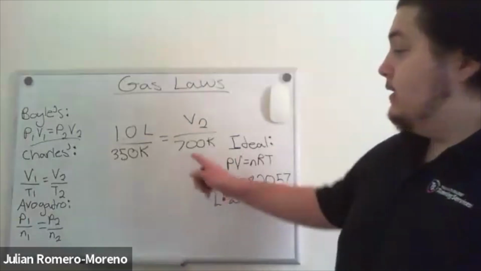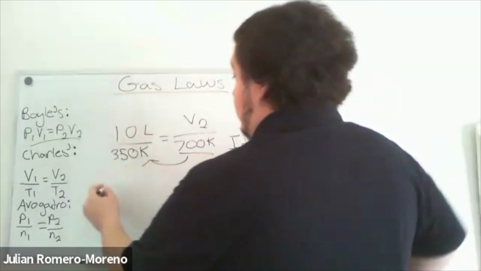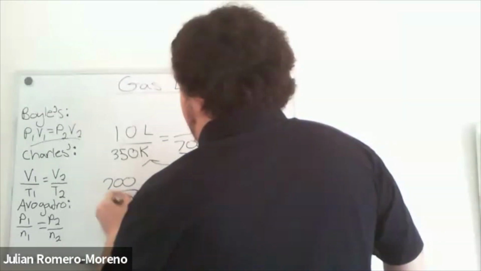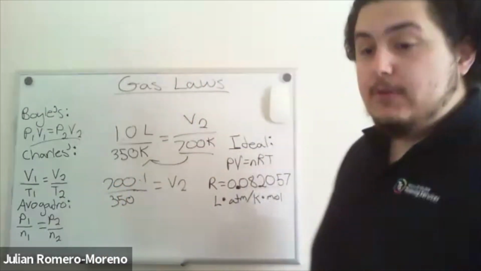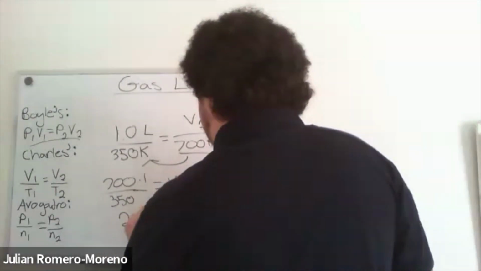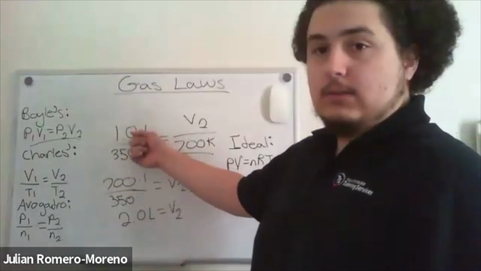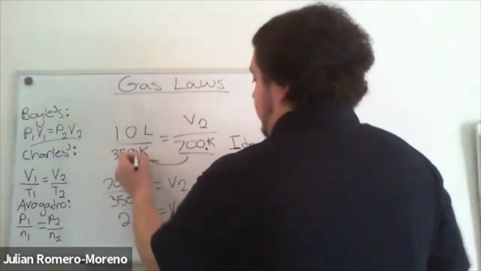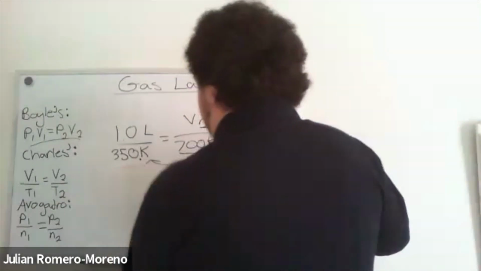Well, this tells us right here, all we need to do, multiply both sides by 700. So you're left with 700 divided by 350 times 1 equals V2. 700 divided by 350 is simply 2. So 2.0 liters V2. And sig figs would tell us to use 2. That's how we use Charles's law.